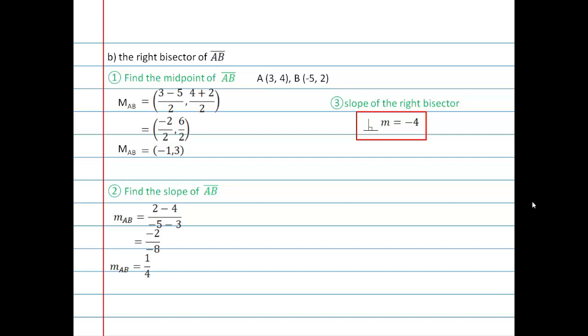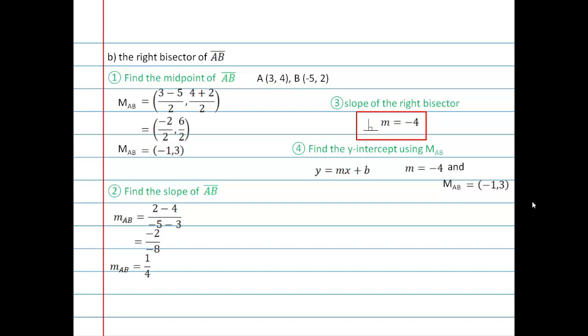And now I need to find a y-intercept. We had two parts to our equation, the slope and the y-intercept. For the second part, we need a coordinate. The only coordinate that we know the right bisector will intersect is the midpoint. So I'm going to use that midpoint to find the y-intercept, as well as the perpendicular slope we just found. We're going to go back to our equation, y equals mx plus b, and substitute my perpendicular slope, which was -4, as well as my midpoint, which is (-1, 3).